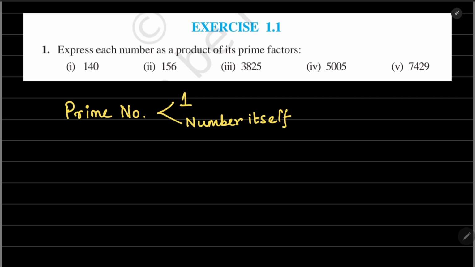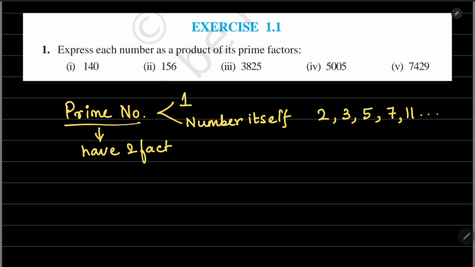So these are prime numbers, and you will have to express each of these numbers as a product of the prime factors. The prime numbers start with 2, 3, 5, 7. These are all prime numbers. 11 and so on. 13 is a prime number. Prime numbers will always have two factors. If you have more than two factors, that becomes a composite number.